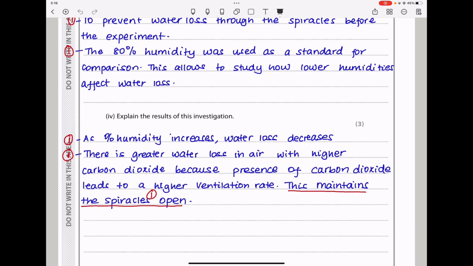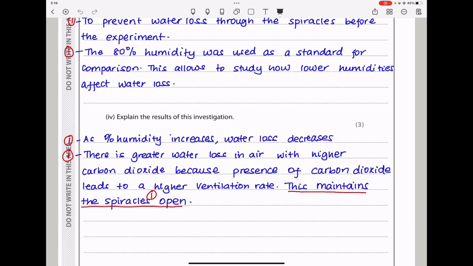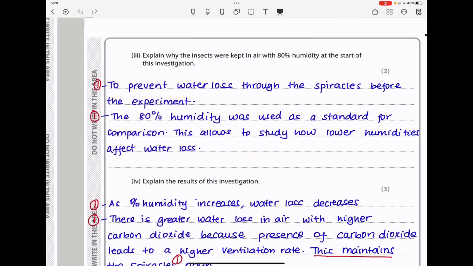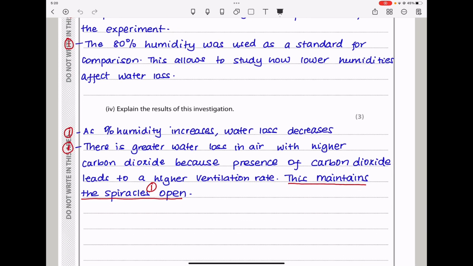Next they say, explain the results of this investigation. We can see based on the table, as percentage humidity increases, there is a decrease in water loss for both insects kept in air and those in air with higher carbon dioxide concentration. So here I said, as percentage humidity increases, water loss decreases. There is greater water loss in air with higher carbon dioxide because presence of carbon dioxide leads to a higher ventilation rate, and this keeps the spiracles open. Remember, when there is a higher concentration of CO2, insects want to take in more oxygen, so the spiracles are going to be kept open for longer, and therefore more water will be lost.